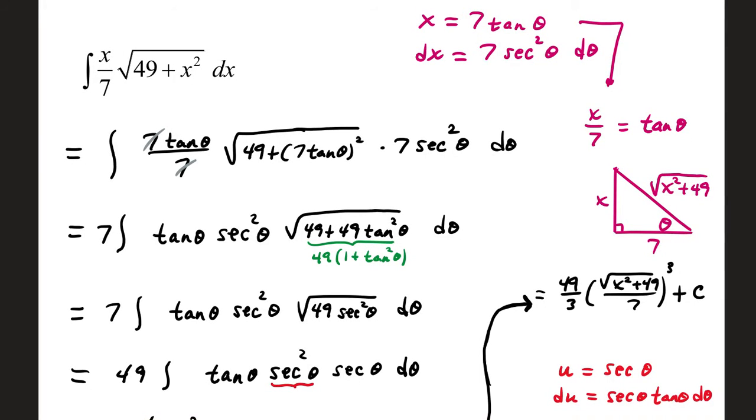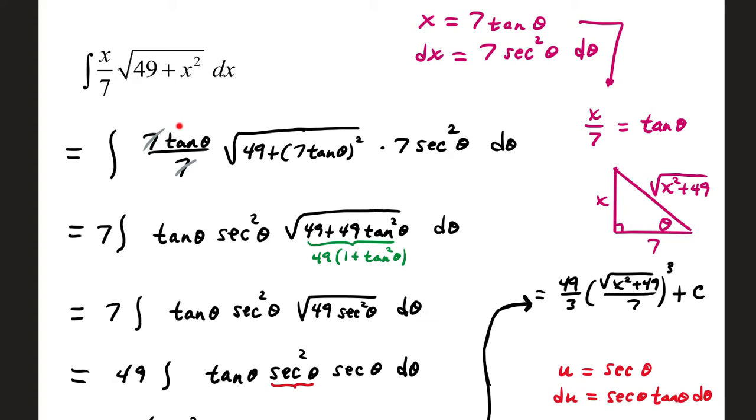The integral of x over 7 times the square root of 49 plus x squared dx falls under a trig substitution type. Because of the plus sign and the square root of 49, we can substitute x equals 7 tangent theta. The derivative of that is 7 secant squared theta d theta. Back to the original problem, replace your x's with 7 tangent theta, dx with 7 secant squared theta d theta.